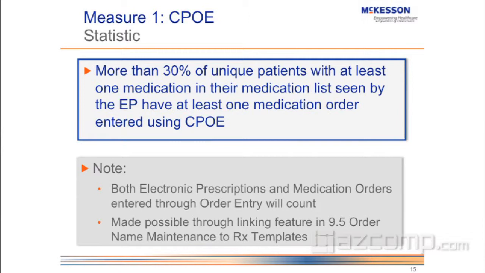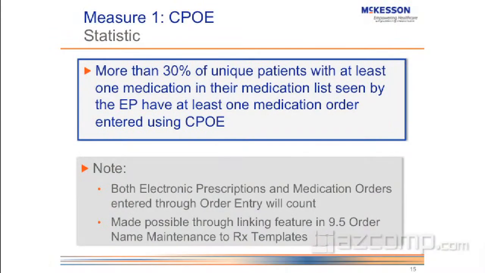Here's what they're actually looking for. So this is the actual statistics that they want pulled out of your system. So they're looking for more than 30% of your patients with at least one medication in their medication list that are seen to have at least one medication ordered using a CPOE. So if that makes sense to you to order it through the order entry, then you're gonna be able to use that. If you don't do any drugs like that, then it's just gonna be fine coming off of your medication list. And right here, both electronic prescriptions and medication orders entered through order entry will count.